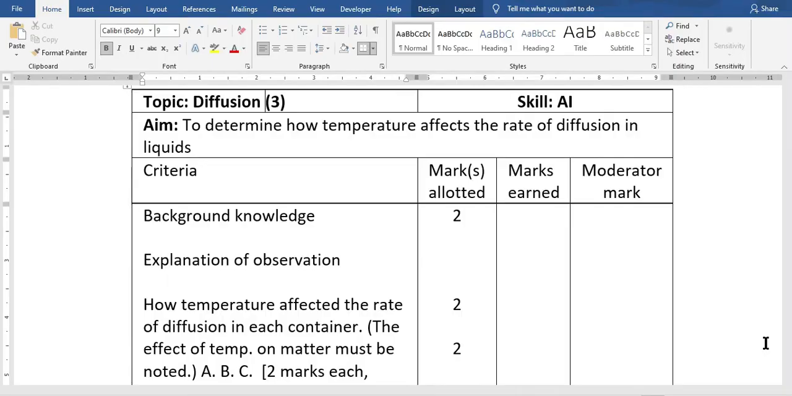So we're looking at criteria, marks allotted, marks earned, and of course the moderator mark. Now we're going to be going through the criteria first. Now, the first thing you want to have in the AI lab is your background knowledge. It's important to note here that all the skills are different. So we're looking at PD, ORR, MM, drawing. All the skills are different and they require a particular skill set in order to score full marks.